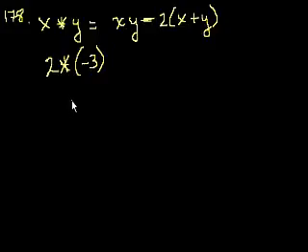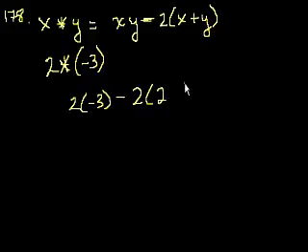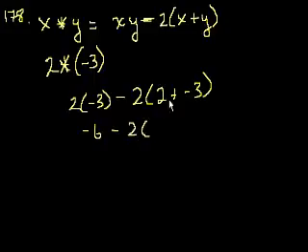So it's 2 times minus 3 minus 2 times 2 plus minus 3. 2 times minus 3 is minus 6. Minus 2 times 2 plus minus 3 is minus 2 times minus 1. That's the same thing as 2 minus 3. And you have a minus and a minus, so we can make those both plus. So you have minus 6 plus 2. When you multiply it by 1, that's the same thing. So minus 6 plus 2 is equal to minus 4. And that is choice C.